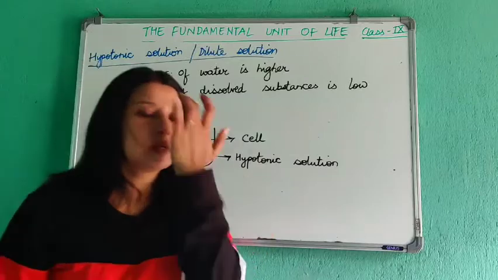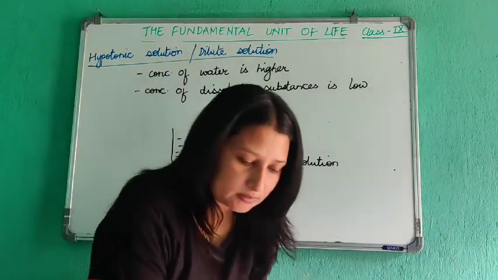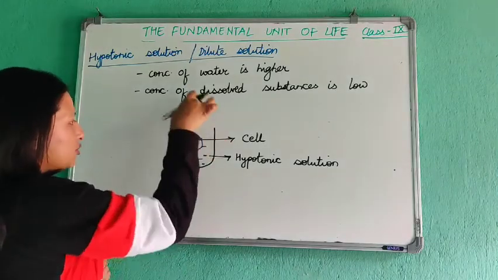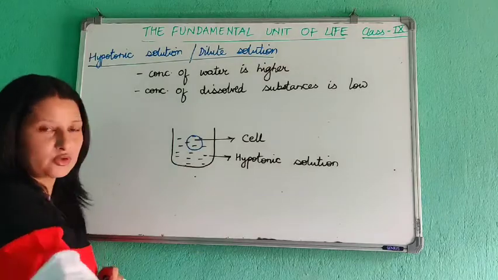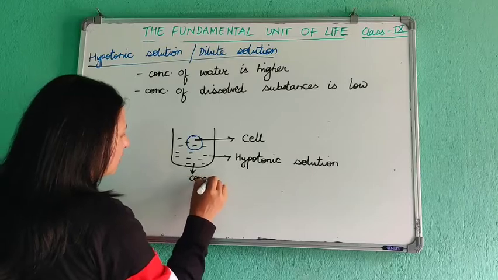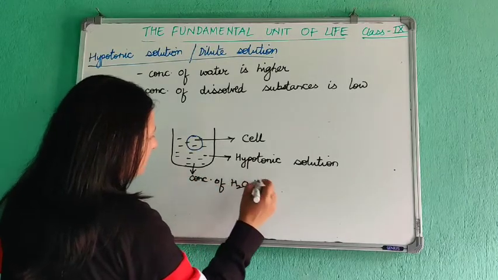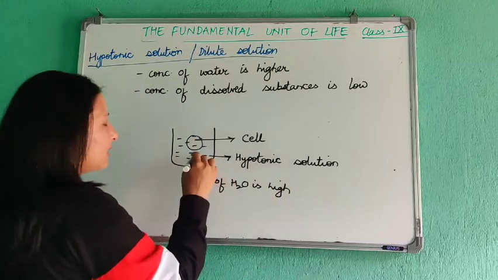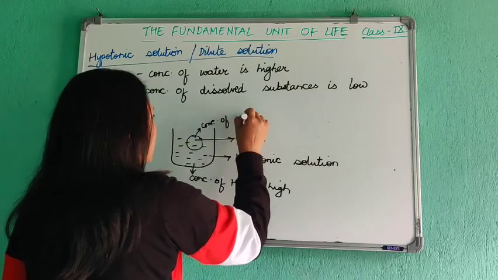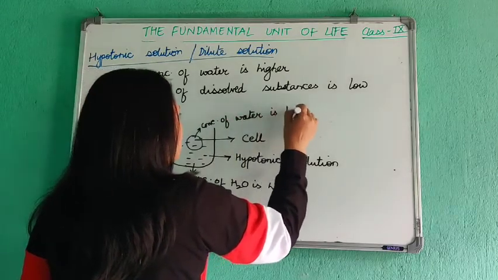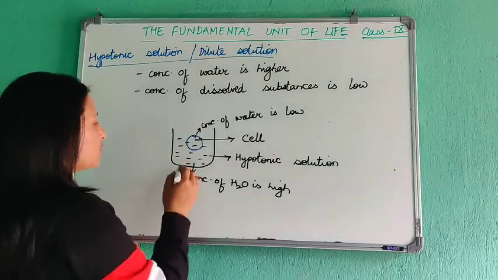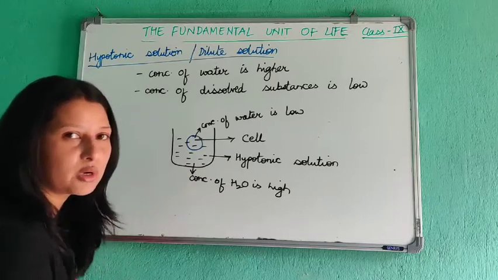How did this happen? When we place the cell, or in this case the resins, in hypotonic solution, what will happen? Here the concentration of water is high. In this solution concentration of water is high. Inside the cell, the concentration of water is low. So in osmosis, what happens? Water moves from a region of higher concentration to a region of lower concentration.